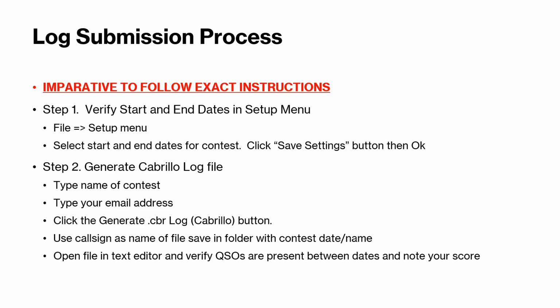The second step is you'll generate the Calibrio file. When you do this, you will need to type the name of the contest in the dialog box. You will also need to include your email address. It's critically important that you type these two bits of information because we're going to need this to process your log. The other information you can fill out is optional, and if you would like to do that, go ahead. Once you've completed the dialog box entry of your information, click the generate.cbr log Calibrio file.